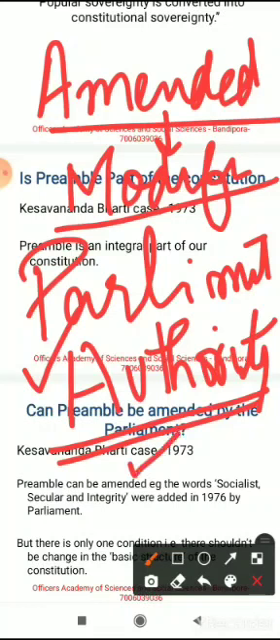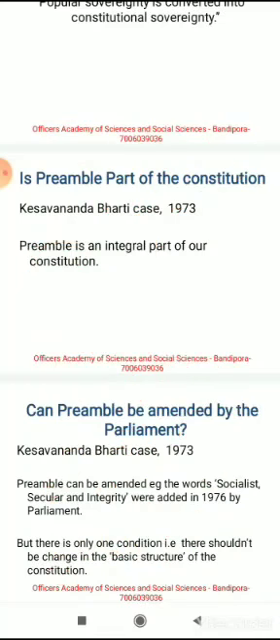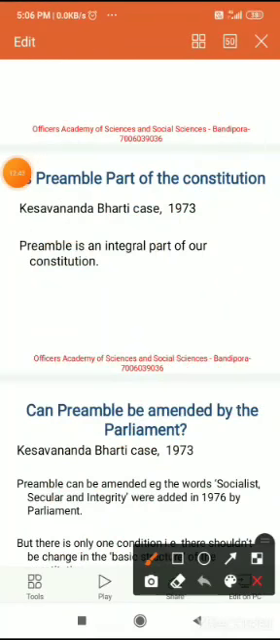For example, you see the words like socialist, secular, integrity, they were added. These words were added in 1976. You remember the constitution was framed in 1949. It was enacted in 1949. But the words like socialist, secular, and integrity, they were added in 1976. So yes, we will say yes, parliament has this right to amend any part of the constitution.